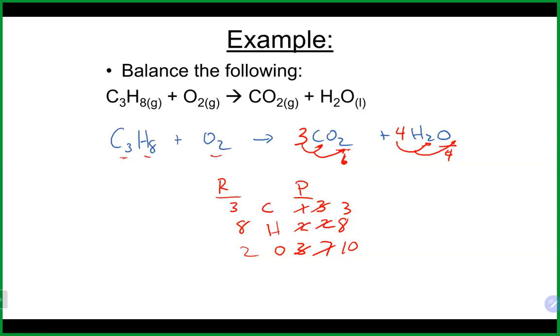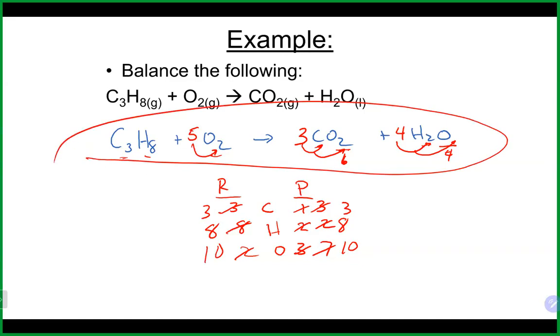At this point, I clearly don't want to touch anything on the right-hand side, because that's going to screw up everything. So the next easiest thing to fix now will be to go to the left-hand side and put a 5 right about there. That will give me 3 carbons, 8 hydrogens, and 5 times 2 there is 10 oxygens. So that would be our balanced equation. Any questions on any of that?